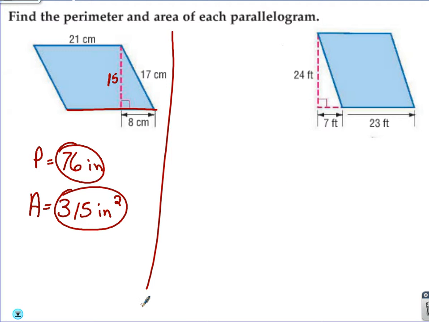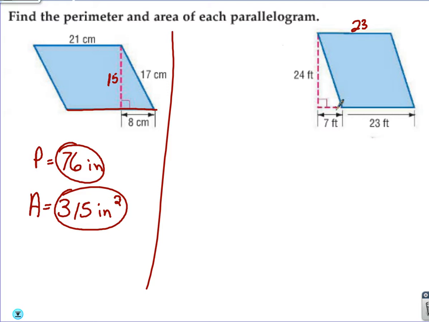Base times height, it's the same problem. Except for area is going to be easy this time, perimeter is not as easy. The height of this thing is 24. But look, for the perimeter, we're looking for adding up all the 4 sides. This up here is going to be 23. Please remember that from last chapter. But we don't have this side length. 24 is not this side length. This side length should be a little bit bigger than 24. We can find it by, again, using Pythagorean theorem.